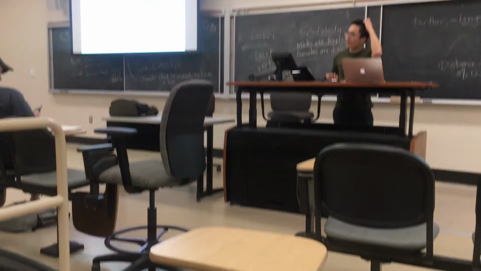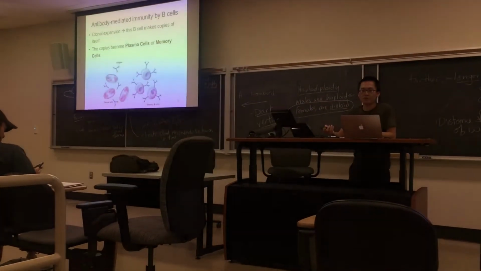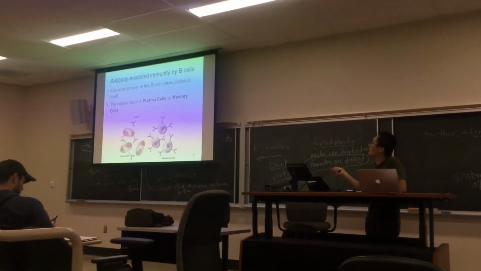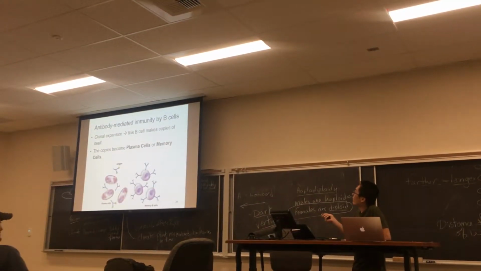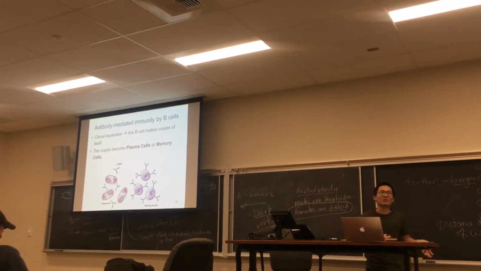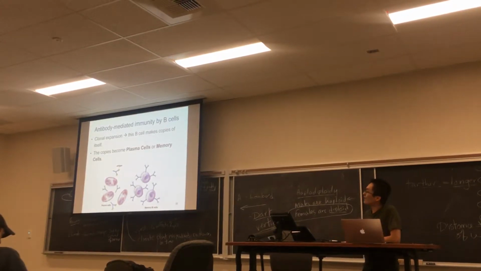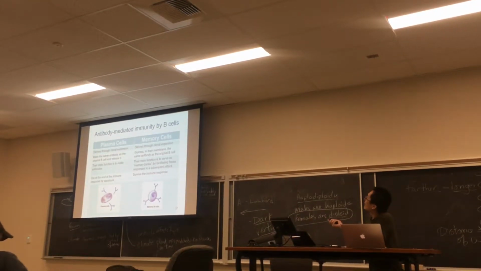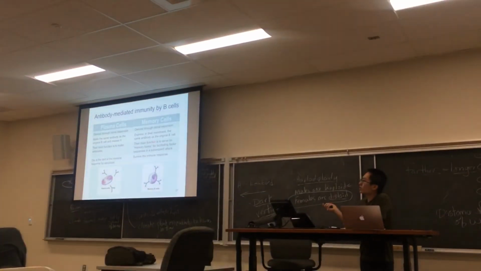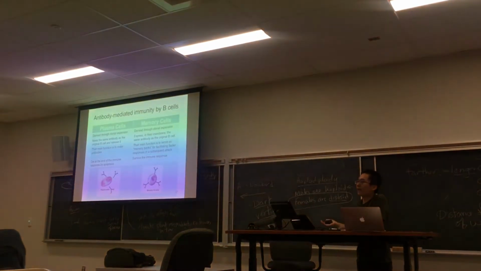Once they activate, they will differentiate into two different cells. One is called the plasma cell. The plasma cell is the major one to secrete the antibody. Another cell is called the memory cell, the memory B cell. The function of the memory B cell is similar to the memory T cell. It's just waiting for the next attack. So here's the summary. They come from the same naive B cell. Usually the plasma cell functions to make the antibody, and the memory cell is just waiting for the next attack.